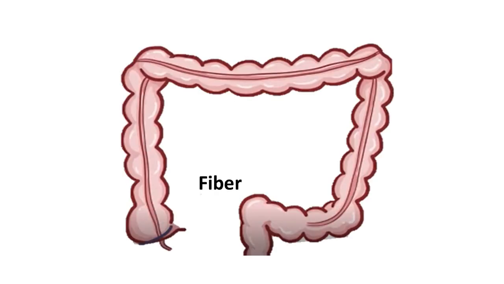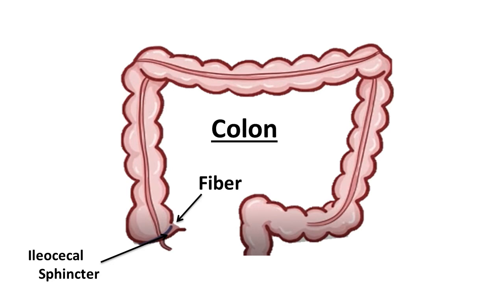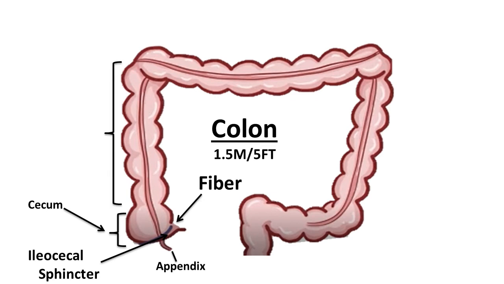Alright, so what is not absorbed over here is the fiber or fiber-like structures. The fiber reaches the last part of the gastrointestinal tract, which is also known as the colon, through the ileocecal sphincter. The colon is as long as 1.5 meters or 5 feet. The colon has 6 parts. The first pouch-like structure is called the cecum. The cecum has a finger-like projection known as the appendix.